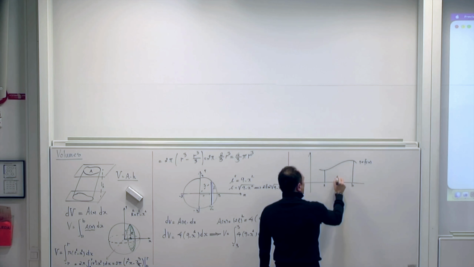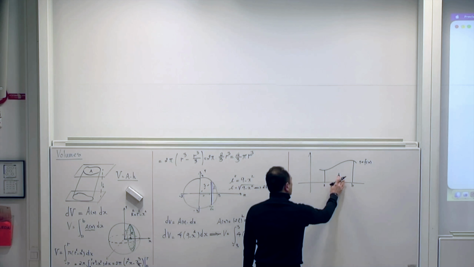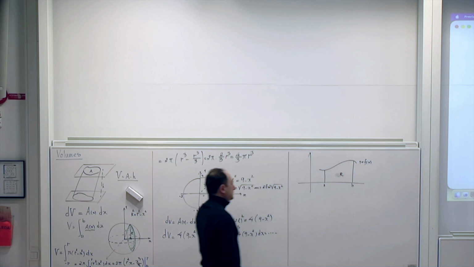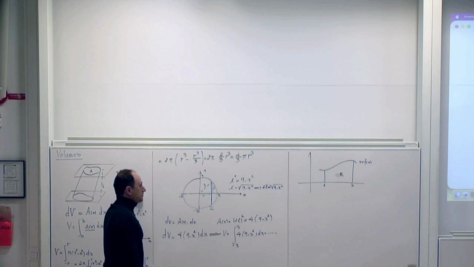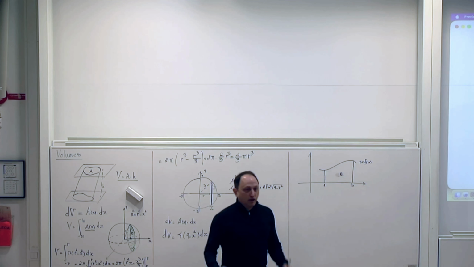And this region has some area A in it. Let me concentrate on, because area is not important here, let me call the region R. That's a region enclosed by the graph of my continuous function and the x-axis and two vertical lines from A to B. Now you have to have some imagination.